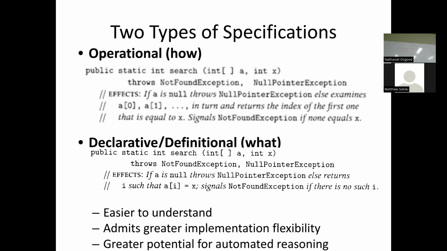So some specifications are quite operational, like this one here. Search: we're searching for an integer in this array, right? And here we're using exceptions to signal we can't find it, or that we passed in something that's null. So if it's null, we throw that. Otherwise, it goes one by one. Notice it even says the order. It's describing how we search for it. It returns the index of the first one in the array. And if none of them match, we throw this exception.